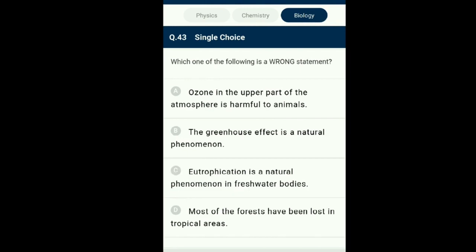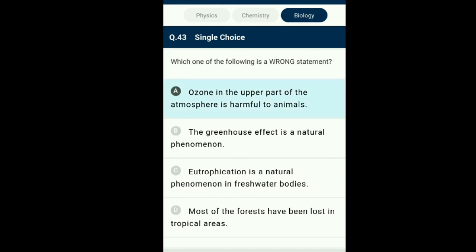Question number 40 is wrong. Statement A. Ozone in the upper part of the atmosphere is harmful to animals. Ozone in the stratosphere is considered good ozone as it helps in limiting the entry of ultraviolet rays to Earth's surface and protecting us from skin burn and skin cancer due to overexposure. So statement A is wrong.